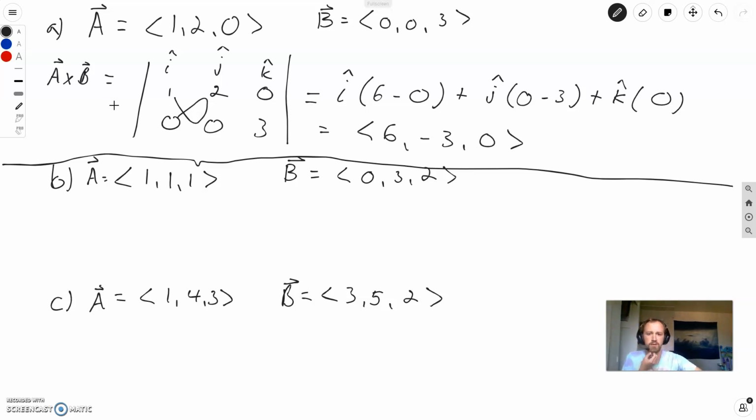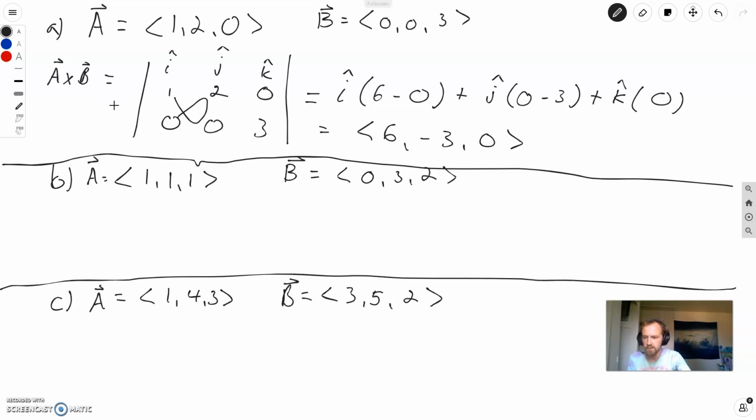One interesting check you can do: the vector that comes out of this cross product will always be perpendicular to both of these vectors. So if you take a dot product of this thing with either of these vectors, you're going to get 0. Okay, so you can check that, and that'll be a good check if you did your cross product correctly.